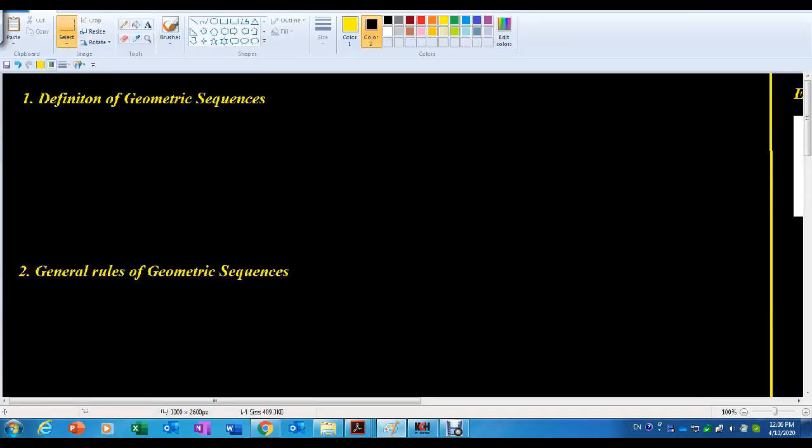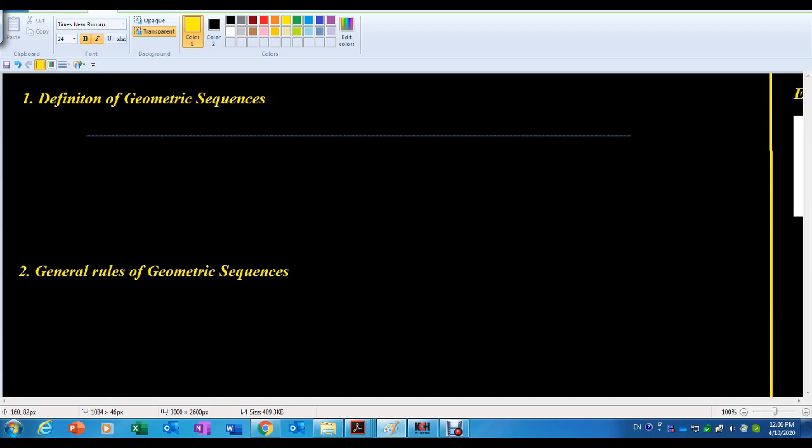Hi, today we are going to talk about geometric sequences. First we need to define what a geometric sequence is. We know that an arithmetic sequence is a sequence with a common difference. So how about a geometric sequence?